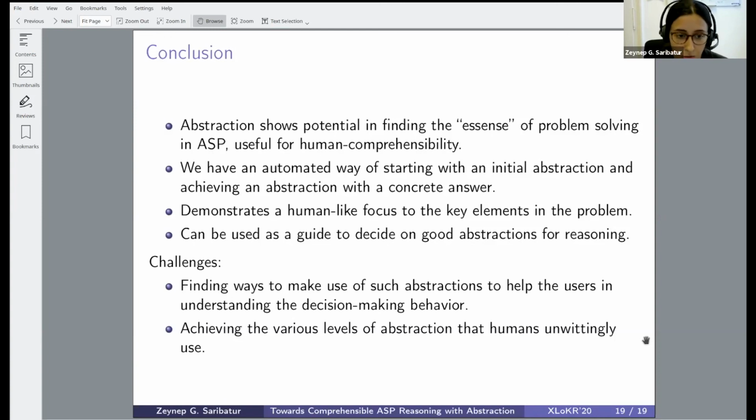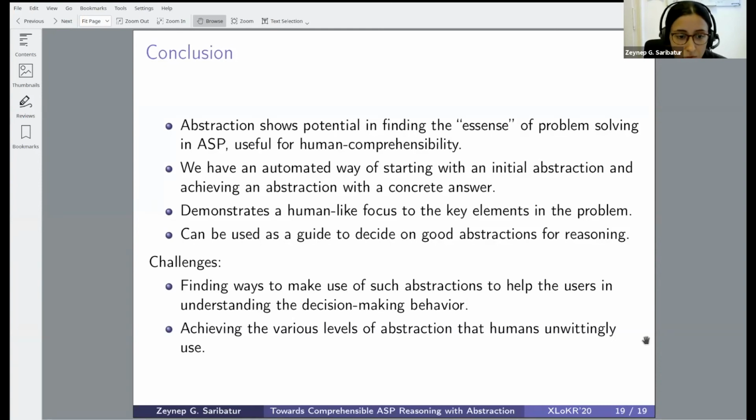Of course, many challenges remain. One of them, the most important one, is finding ways to make use of such abstractions to help the users in understanding the decision-making behavior. So far we have these mappings at hand, but how do you show these to the users so that they understand the problem? Do you make use of justifications or visualizations, or is it still unclear?